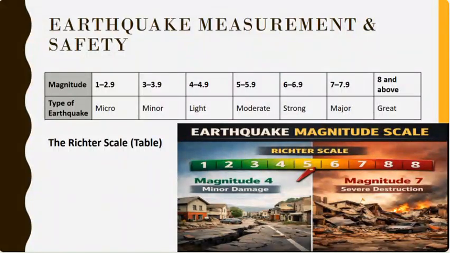The Richter scale classifies earthquakes as follows. Magnitudes 1 to 2.9 are micro, 3 to 3.9 minor, 4 to 4.9 light, 5 to 5.9 moderate, 6 to 6.9 strong, 7 to 7.9 major, and 8 and above are considered great earthquakes.